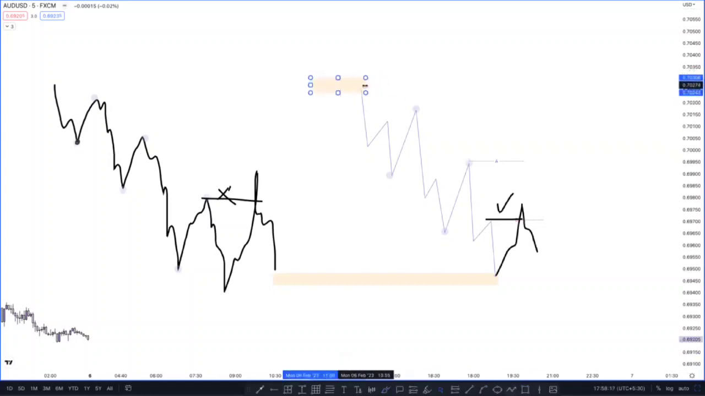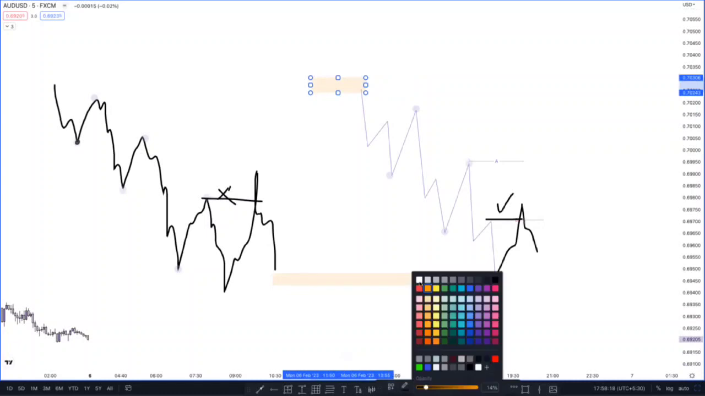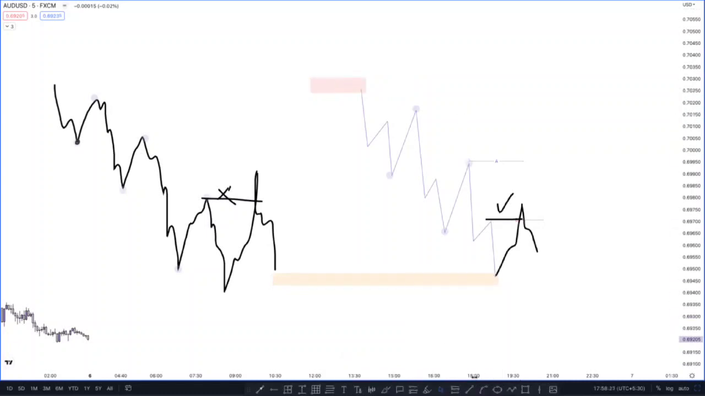This one is your supply zone, correct? So what happened here? You are looking for the entry after the change of character. This one, right? So this one is your change of character. After the change of character, what happened here? You are looking for a sell after taking out the inducement. Okay, wait a minute.